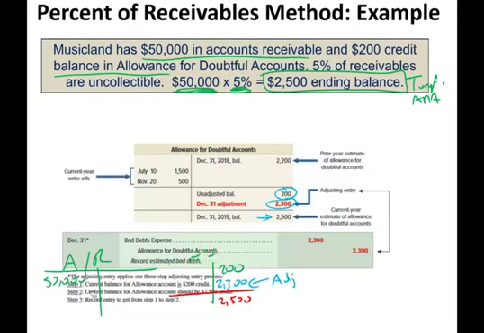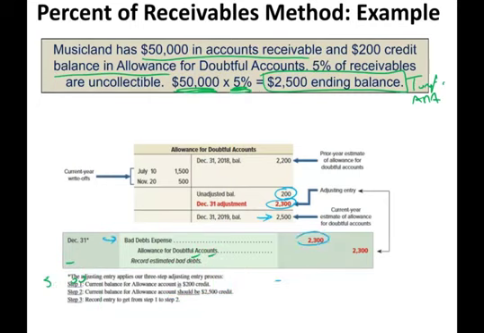Let me show you the entry. The entry is bad debt expense, 2,300, and allowance, 2,300. Why do I only need 2,300? Because I already have 200 from the prior balance. The unadjusted prior balance is 200. Simply put, we started the year with 2,200. We thought we were going to write off 2,200. We only wrote off 2,000. We are left with 200. So we overestimated. Therefore, the following year, we do the opposite and underestimate. So this is basically the percent of receivable method.